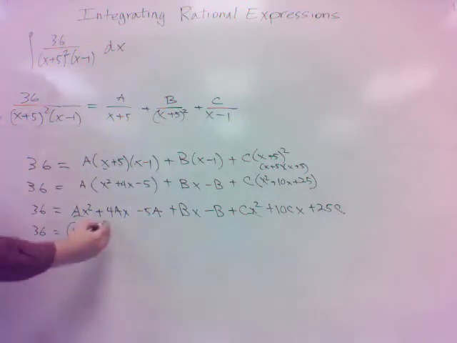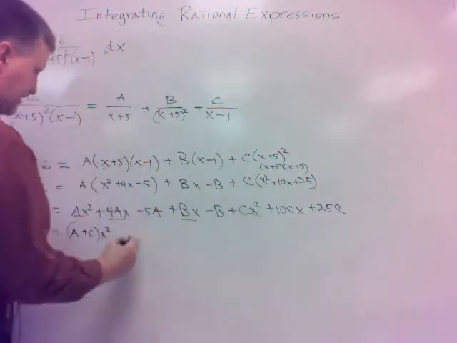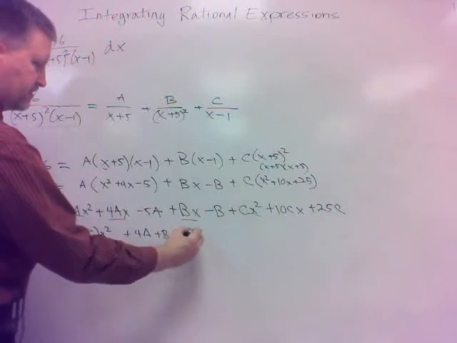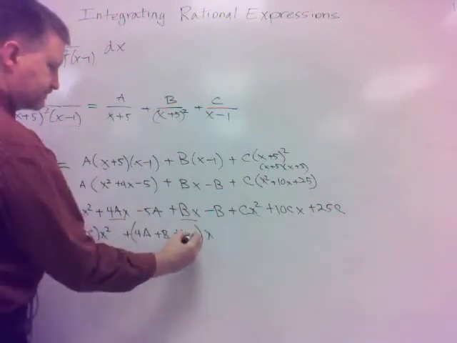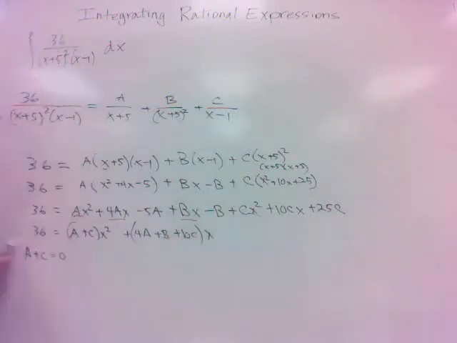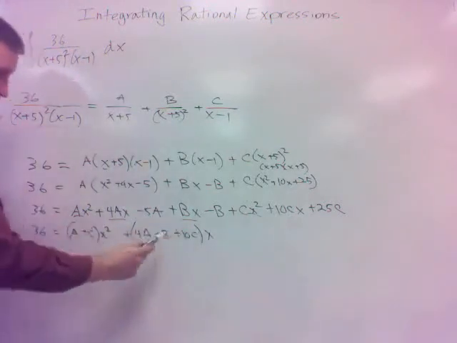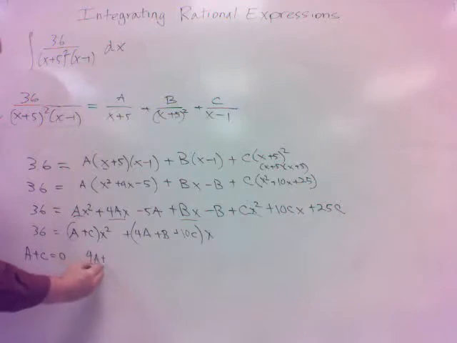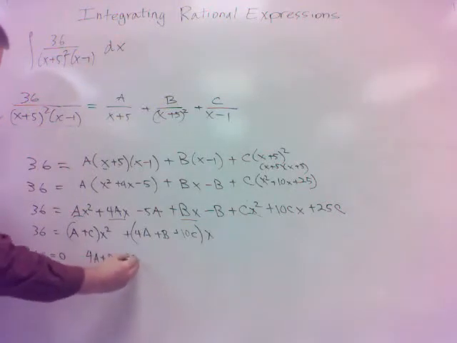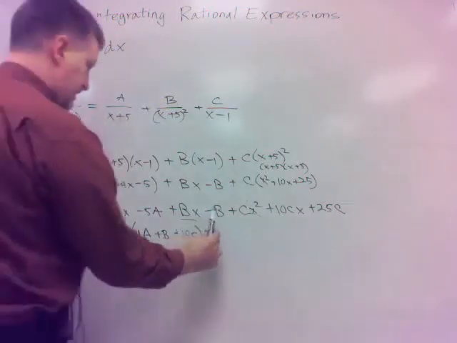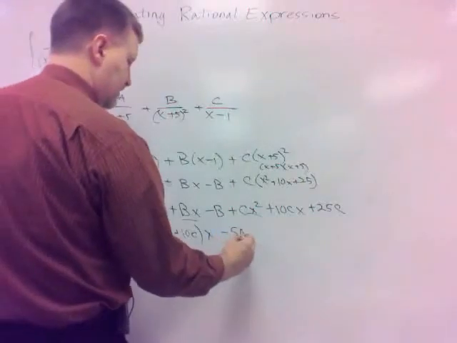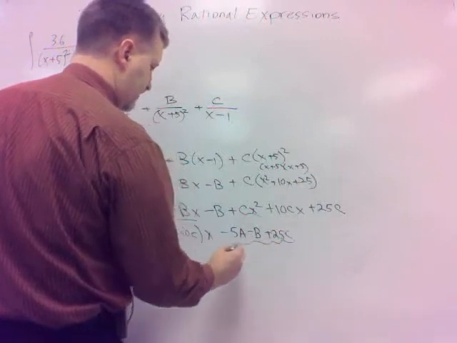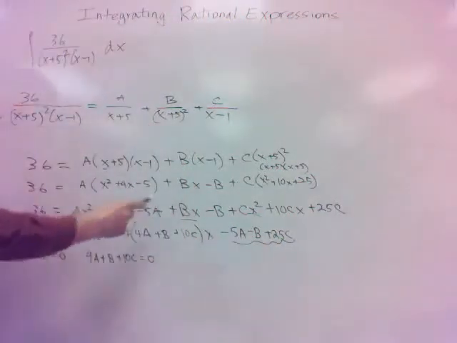What about the x terms? We got x, x, and x. So I've got 4A, B, and 10C. That's my x ones. And there's no x term over here, so all that also equals 0. And then last but not least, my constants, I got minus 5A, minus B, plus 25C. So all that, well, there is a constant over here, 36. So all that equals 36.